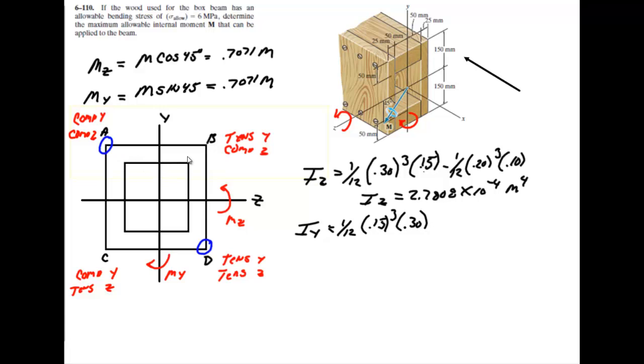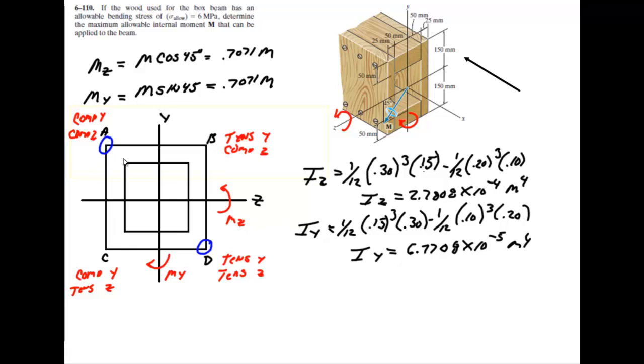We'll do the same thing for Iy. With Iy being the axis here, this is going to be your height across here. This will be your base. So I do that, I get 1/12 times 0.150 cubed times the base, which is 0.30. We're going to subtract out this. Again, this will be the base of this. This will be the height. We'll run that number there, and we'll get Iy is equal to 6.7708 times 10 to the minus 5 meters to the fourth.